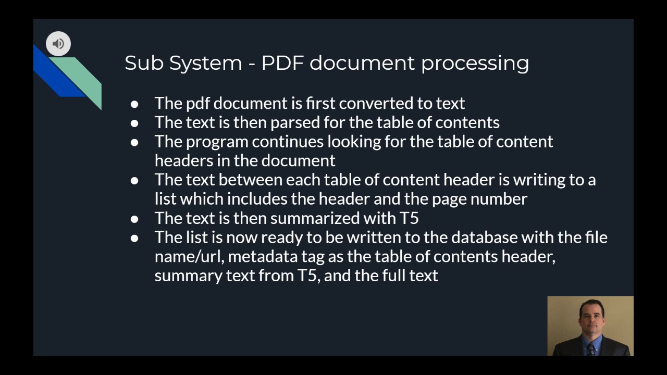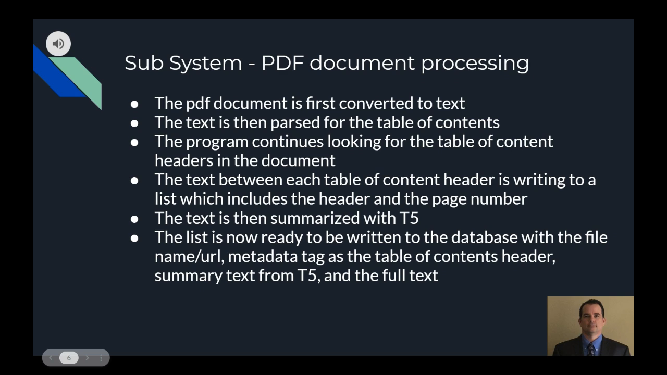The program then will loop through the rest of the document. Every time it sees something that's in the table of contents, it'll parse all that text out until it sees something that was in the next table of contents item. Then, since we have all the text and information for each section within the PDF, it'll feed that into T5, which will abstractively summarize the information and then return that.